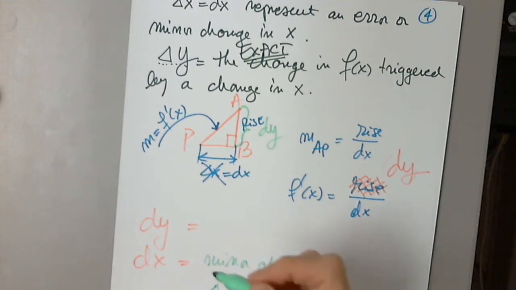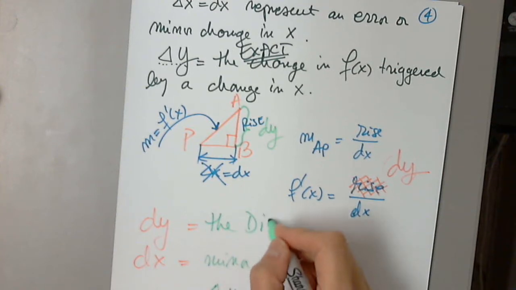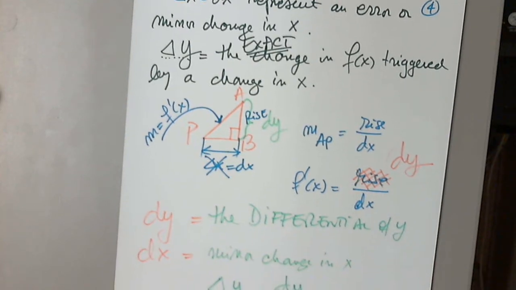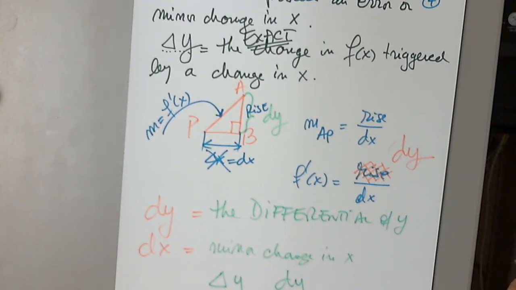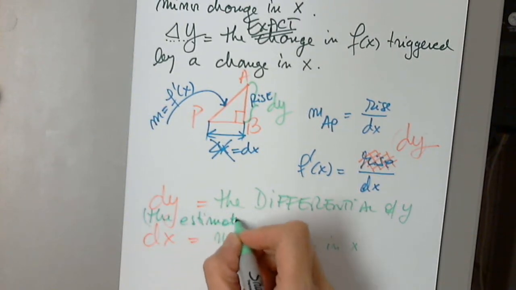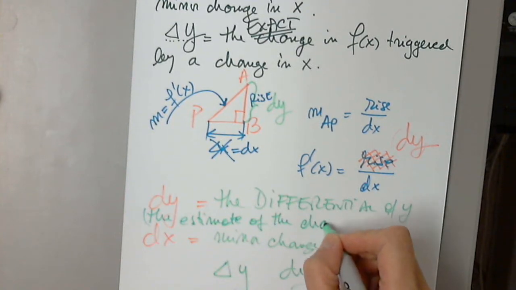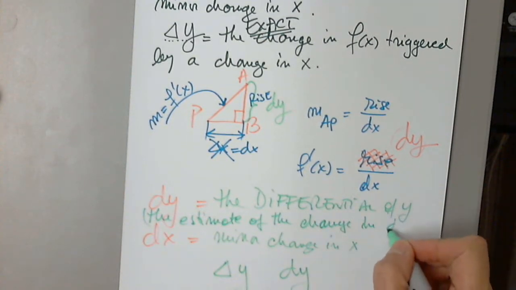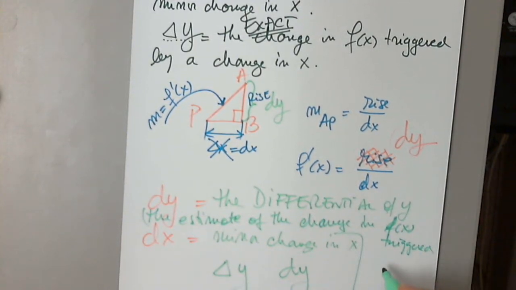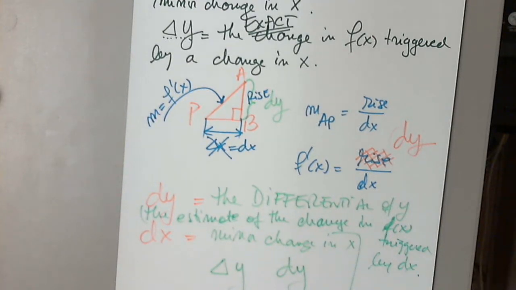dy is the differential of y, which is not the exact difference in the function for a minor change in x, but the estimated difference, the approximate, okay? The estimate of the change in f of x triggered by dx, which is a minor change in x.